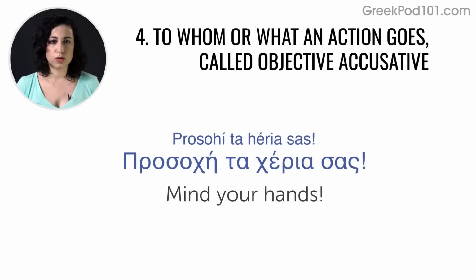Number 4. To whom or what an action goes, called objective accusative. Προσοχή τα χέρια σας. Mind your hands. This accusative, in this case τα χέρια, answers to what. So, mind what? Your hands. This happens usually with nouns coming from verbs that express a command, a wish, or exhortation.